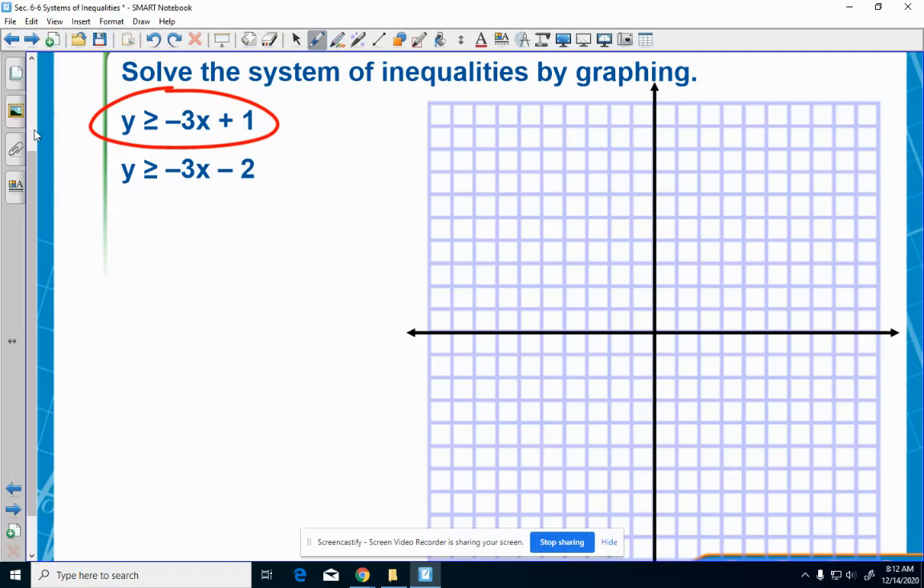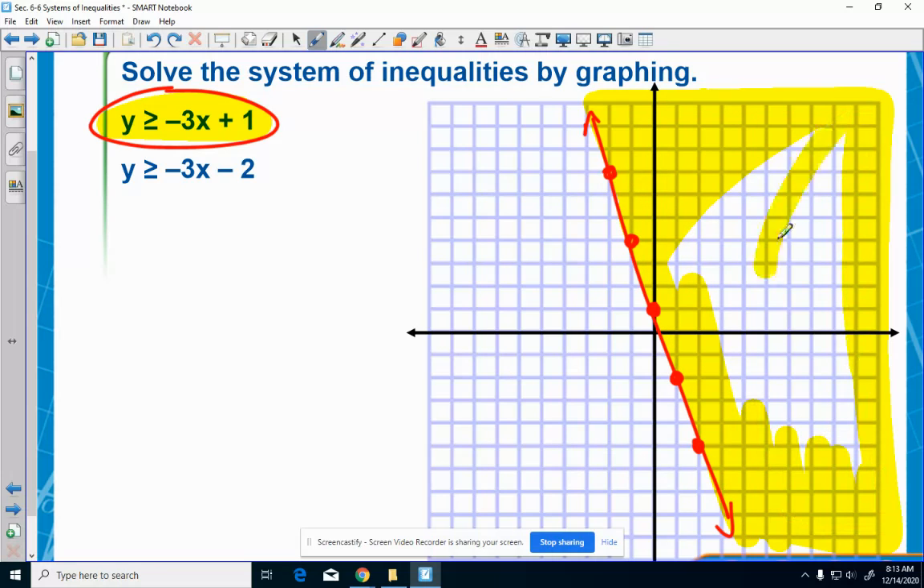Okay, so if I graph this, there's a y-intercept of 1, slope of -3, down 3 and to the right 1, or up 3 and to the left 1. The symbol here is greater than or equal to, so that means solid line. And greater than is above. Above is over here. All right? So anything over here. All right, so there's number 1.